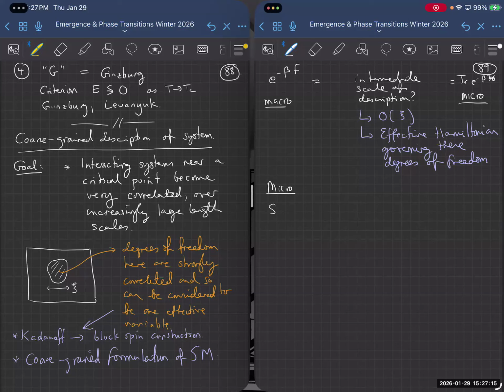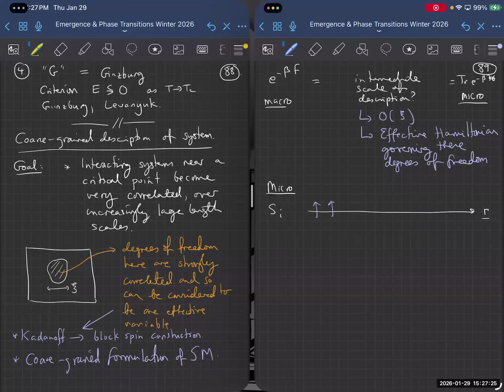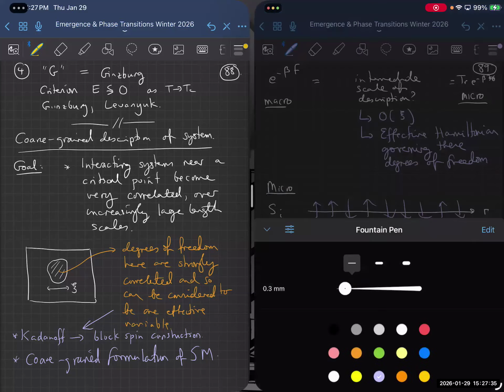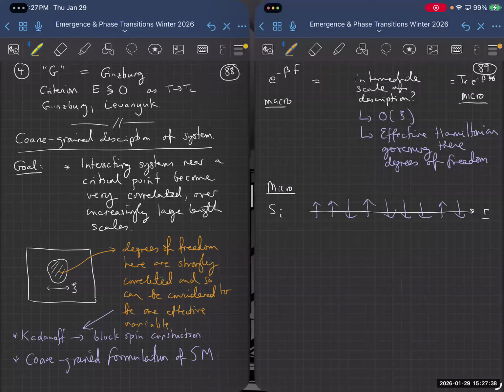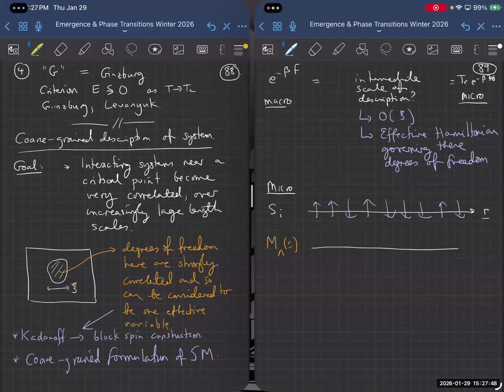So you can imagine I've got my Ising spins. Here is my spatial axis, and then I have a bunch of spins. I'll just draw something like that, okay? And those are my microscopic spins. What I want is to construct a macroscopic variable. Let me call it m lambda of r, and m lambda of r is going to be a function of r.